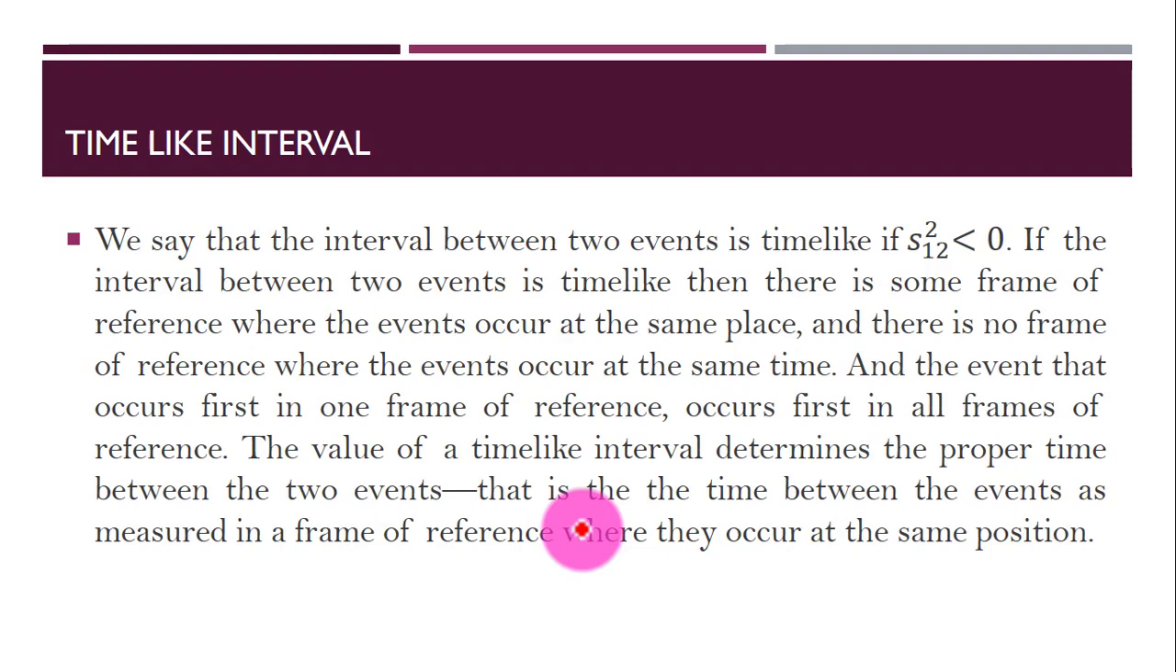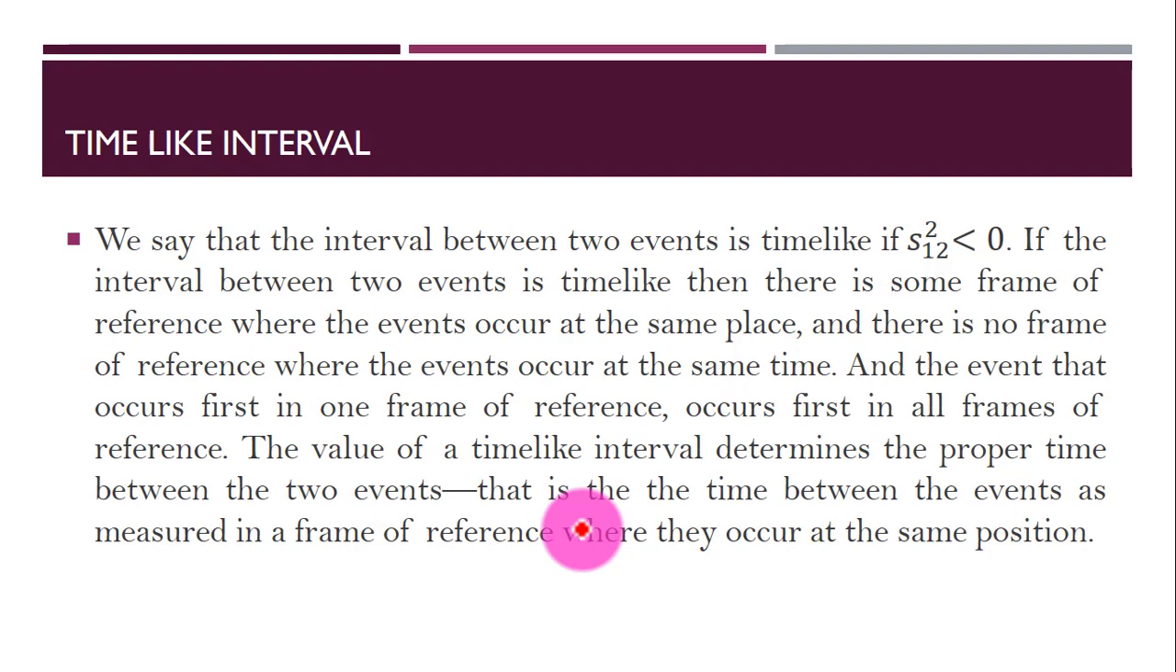So for the time-like interval, you can note down these points: S12 square will be less than 0. If the interval between two events is time-like, then there is some frame of reference where the events occur at the same place, and there is no frame of reference where the events occur at the same time. And the event that occurs first in one frame of reference occurs first in all the inertial frames of reference.